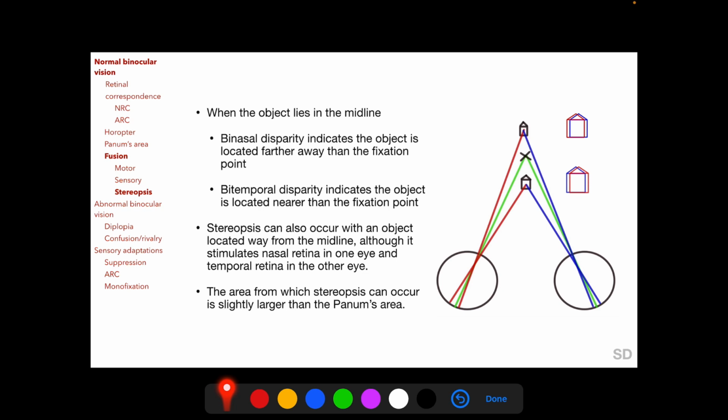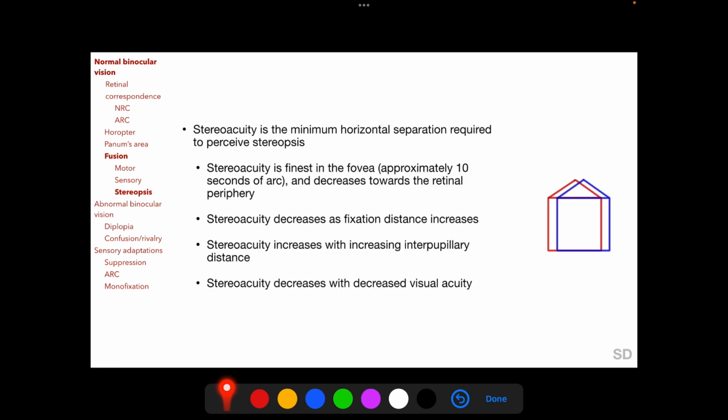Stereopsis can also occur with an object located away from the midline, although it stimulates the nasal retina in one eye and the temporal retina in the other eye. And the area from which a target can induce stereopsis is slightly larger than the Panum's area of single binocular vision. Stereoacuity is the minimum horizontal separation between the two images in the two eyes required to perceive stereopsis, and stereoacuity is finest in the fovea, requiring only 10 seconds of arc separation between the two images to perceive stereopsis.